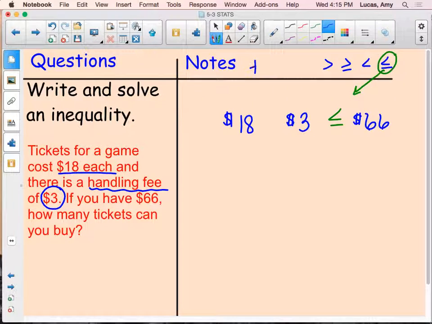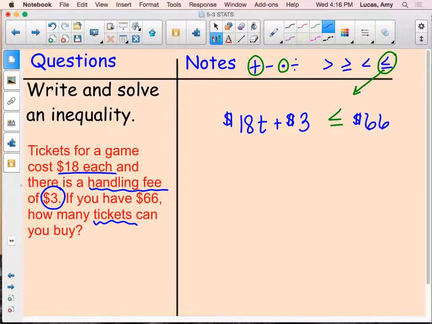Okay, now if we think about our operations, we've got this $18 each for the tickets, and there's a handling fee of $3. So I'm pretty certain that I'm going to use addition in between these. Now the only thing is a variable. I need a variable in my problem, and we're trying to figure out how many tickets you can buy. And the tickets are $18 each, so I'm going to put my T after the 18 because each ticket is $18. So I would have to multiply together 18 times T, how many tickets I want to buy.